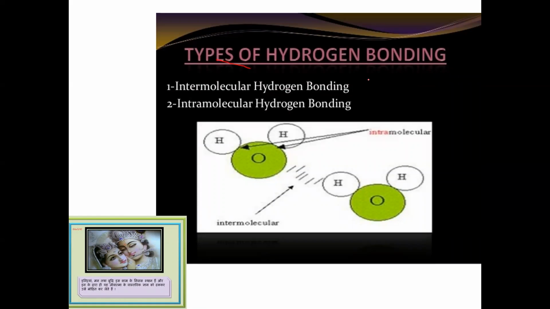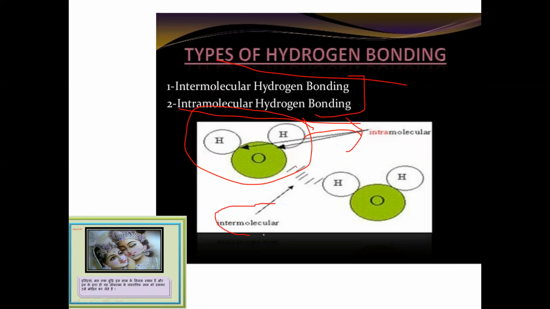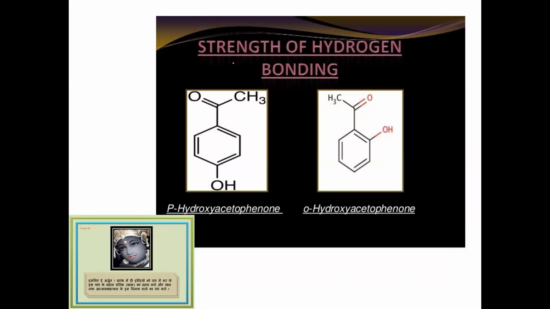Next, we'll talk about the types of hydrogen bonding. There are two types of hydrogen bonding: intermolecular hydrogen bonding and intramolecular hydrogen bonding. Okay, so this is the intramolecular hydrogen bonding, and this is the intermolecular. Within the molecule, the hydrogen bonding is called intramolecular hydrogen bonding, while in between molecules, it is called intermolecular hydrogen bonding. So the strength of the hydrogen bonding depends on this: in this molecule intermolecular hydrogen bonding will occur, while in this one intramolecular hydrogen bonding can be seen.